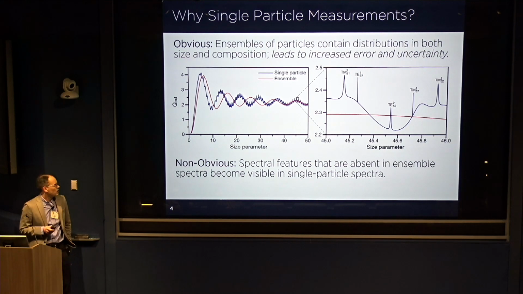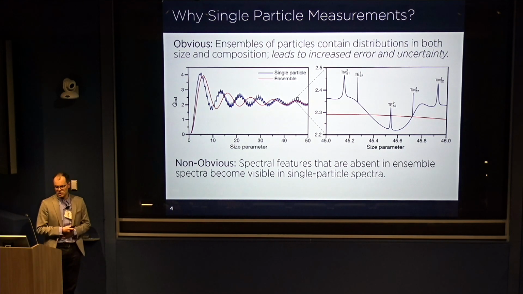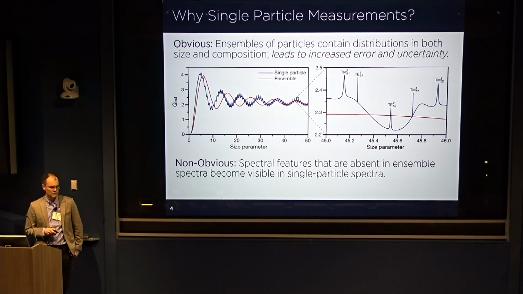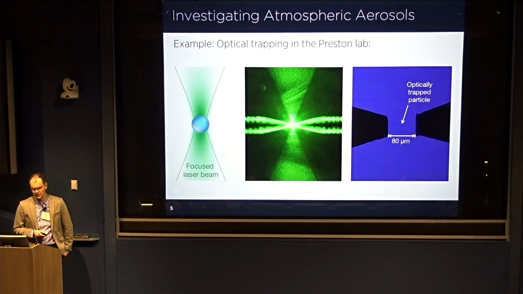And then there are also non-obvious reasons, which appear when you're doing spectroscopy: the sharp resonances. Anyone who's ever done a Mie calculation and didn't include a size distribution is probably aware of this. You get these sharp resonances, and they're very useful when looking at a single particle because they allow you to size things very accurately and also get out the composition very accurately.